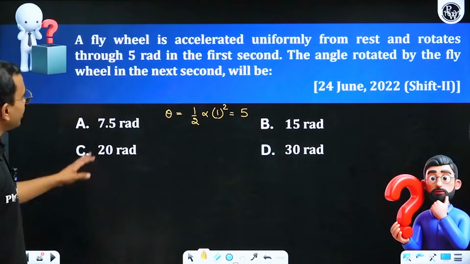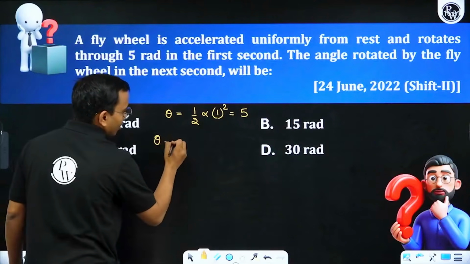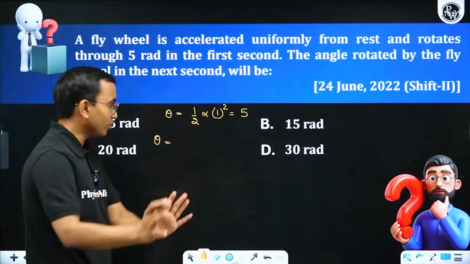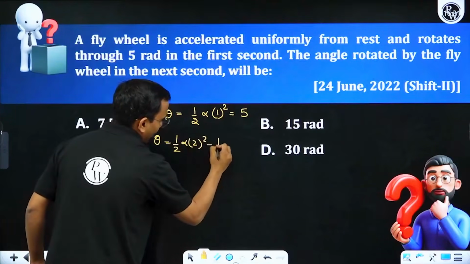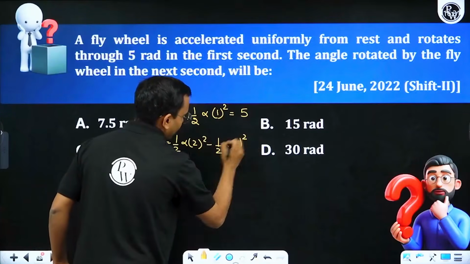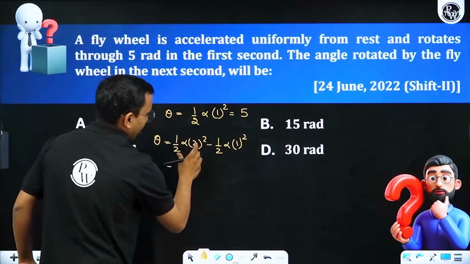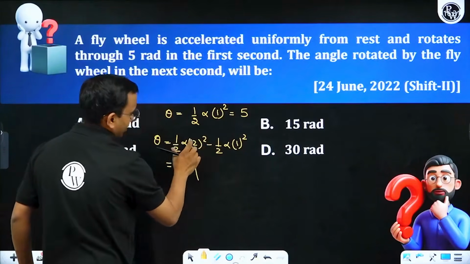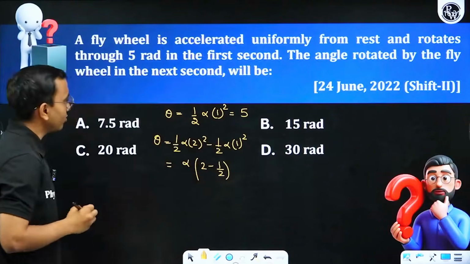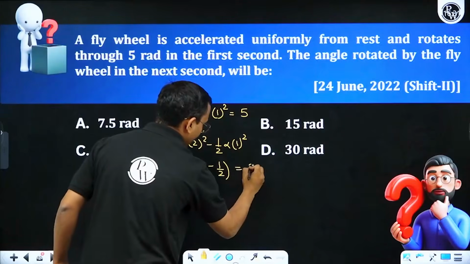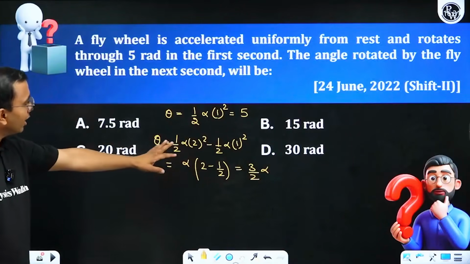The angle rotated by the wheel in the next second. So in the next second, how much will it rotate? It is the angle it rotated till 2 seconds minus the angle it rotated in 1 second: half alpha 2 square minus half alpha 1 square. This is the angle it will rotate. So how much is this? It is alpha into (2 minus 1) by 2, isn't it? 2 minus 1 by 2. What is that? 3 by 2. Everything is fine. 2 minus 1 by 2 is 3 by 2.